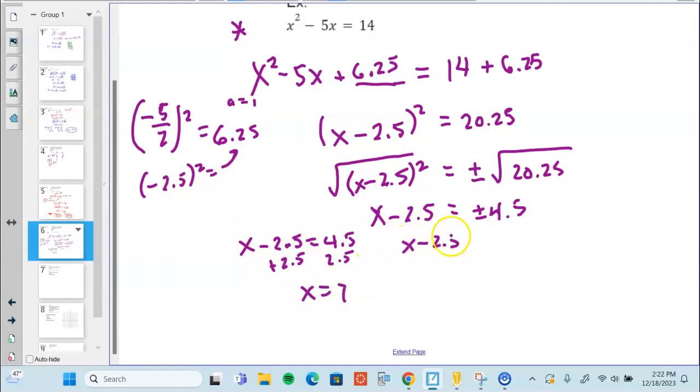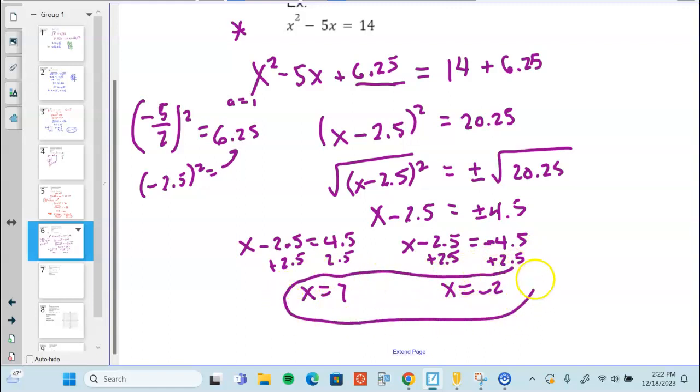For the second equation, x minus 2.5 equals -4.5. If we add 2.5 here, we get x equals -2. And those are the two solutions.